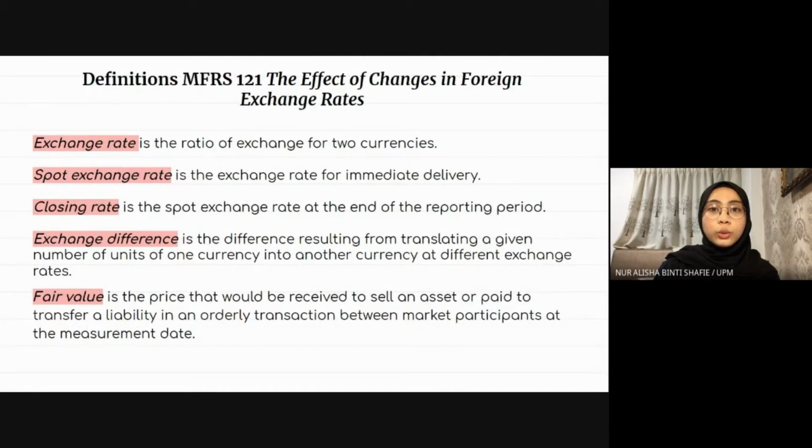These are the terms that we need to understand before we go for further explanations. According to MFRS 121, exchange rate is the ratio of exchange for two currencies. Spot exchange rate is the exchange rate for immediate delivery. Closing rate is the spot exchange rate at the end of the reporting period. Exchange difference is the difference resulting from translating a given number of units of one currency into another currency at different exchange rates. Fair value is the price that will be received to sell an asset or paid to transfer a liability in an orderly transaction between market participants at the measurement date.